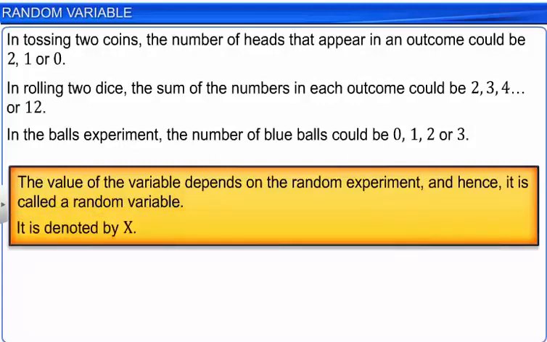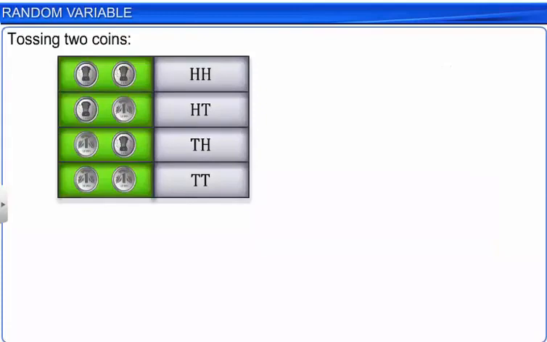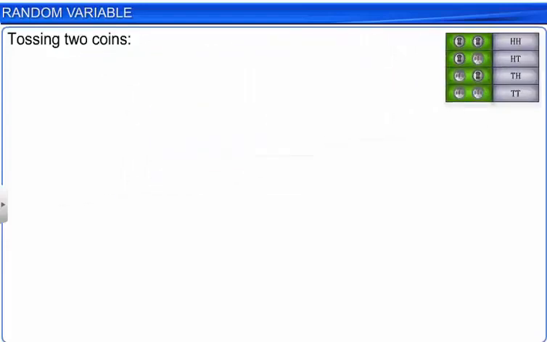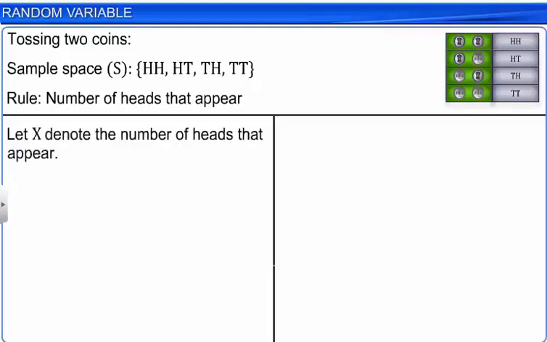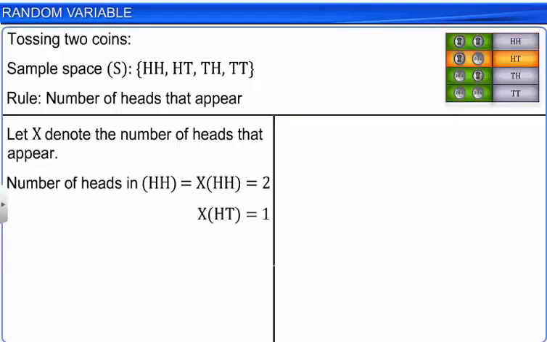Let's review again the experiment in which 2 coins are tossed. The outcomes are HH, HT, TH, and TT. Thus, the sample space of the experiment is as shown. Let's assign a rule, the number of heads that appear. If X denotes the number of heads that appear, then the number of heads in outcome HH, or X of HH, is 2, X of HT is 1, X of TH is 1, and X of TT is 0.